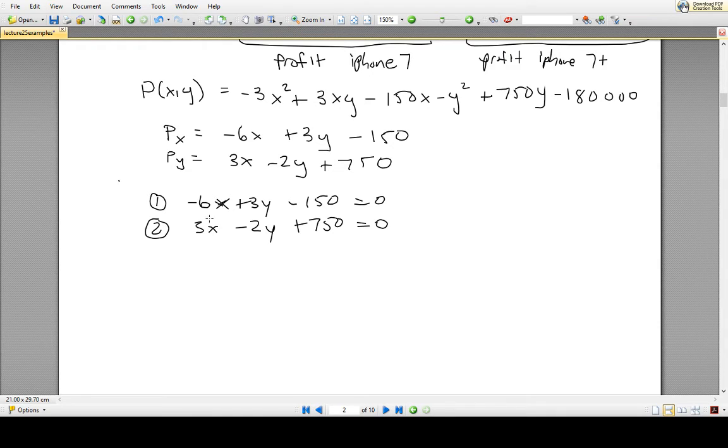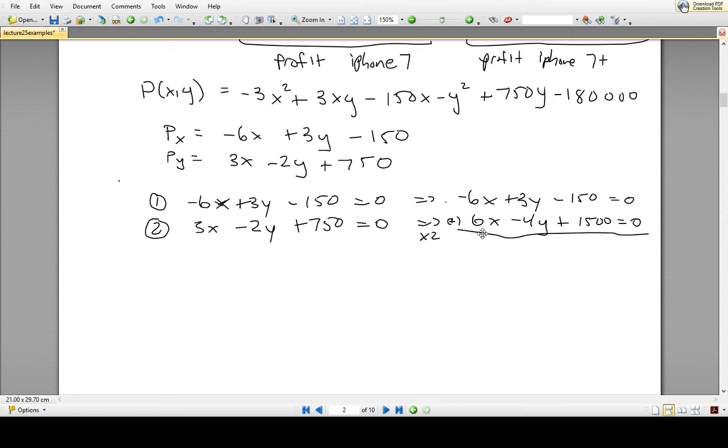So I think I'm going to do a little bit of a clever trick here. What I'm going to do is multiply all of equation 2 by 2. So I'm just going to rewrite equation 1 here, negative 6x plus 3y minus 150 equals 0. I'm just going to multiply equation 2 by 2, and you'll see why I want to do this. So times 2. What we end up with is 6x minus 4y plus 1,500 equals 0. And the reason I do that is because now I can actually add these two equations together.